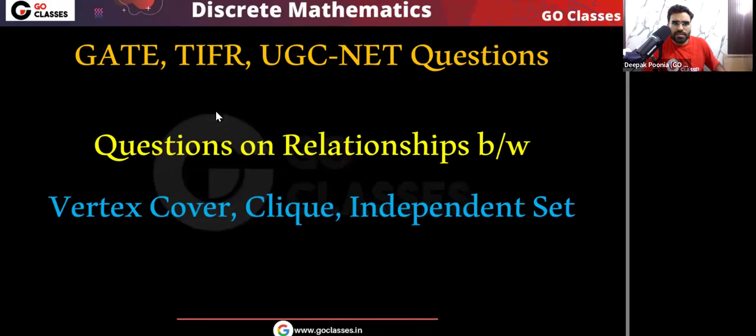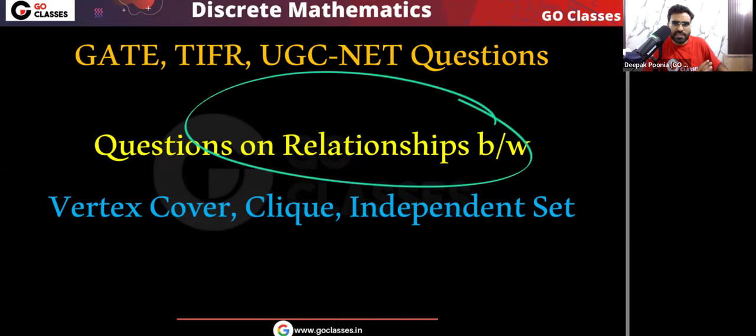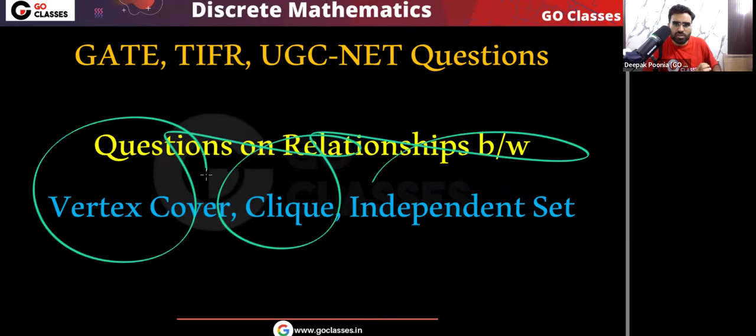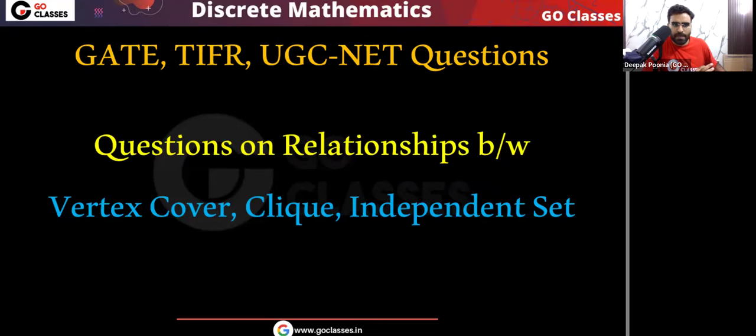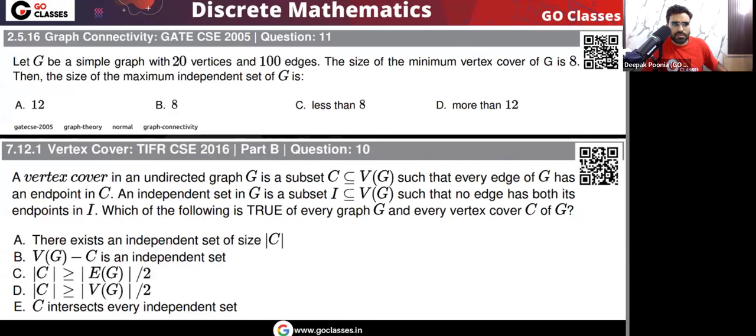Now let's see some GATE, TIFR, UGC NET questions based on the relationship between vertex cover, clique and independent set. In the previous lectures, in our conceptual lectures, we have already seen the relationships between these various concepts, with proof. Now these are the GATE and TIFR questions which are based on the relationships between these concepts.